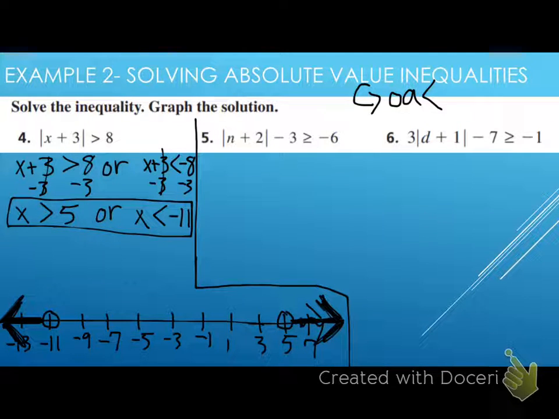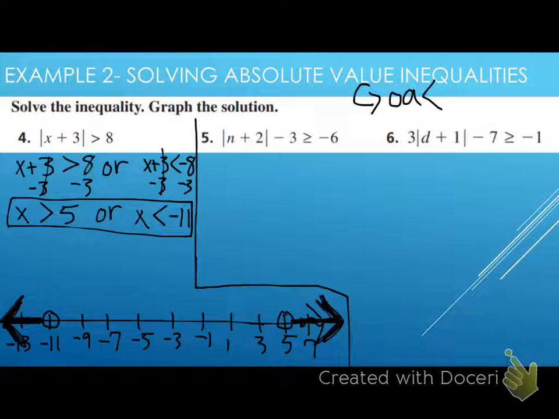The absolute value of n plus 2, minus 3, is greater than or equal to negative 6. It's the very, very, very first thing I need to do. Make sure the absolute value is by itself. Is the absolute value by itself here? No. What number is with it? The 3. And what operation is going on between the absolute value and 3? Subtraction, right?